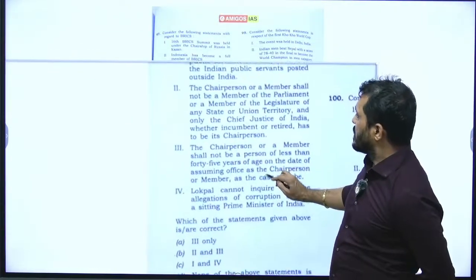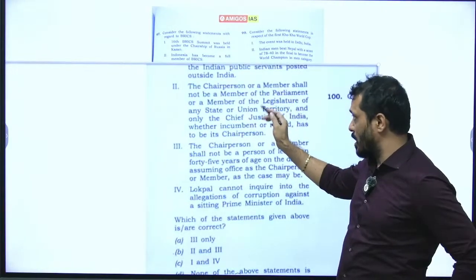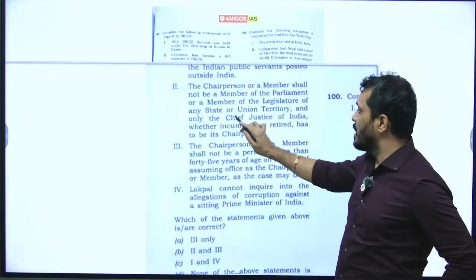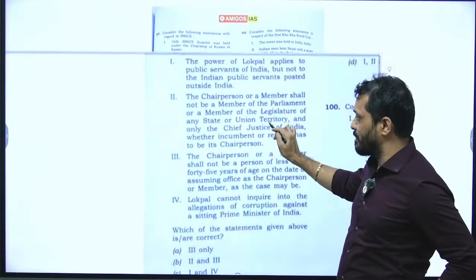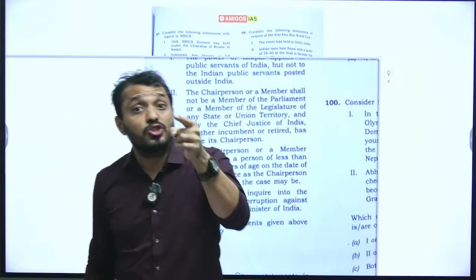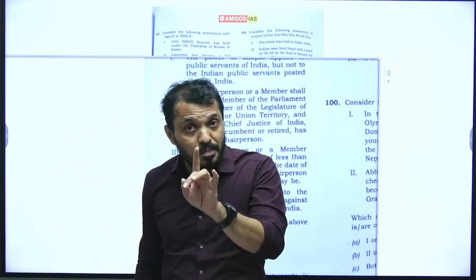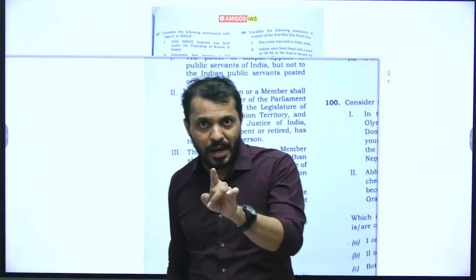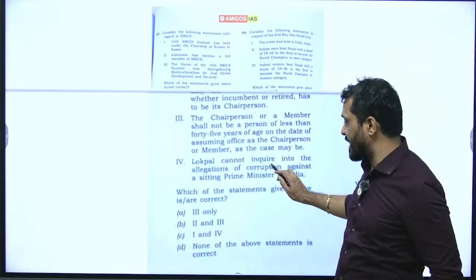Next, the chairperson or member shall not be a member of Parliament, right? They should not be an MLA, and only the CJI, whether incumbent or retired, has to be the chairperson. No, the CJI can be the chairperson, or a retired Supreme Court judge also can be the chairman of the Lokpal. So this statement is also incorrect. The second is also incorrect.